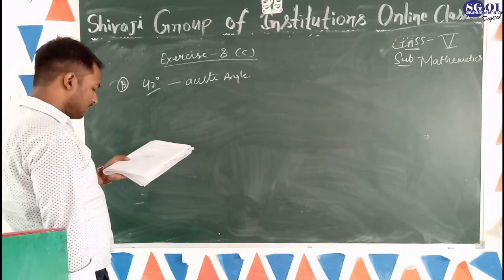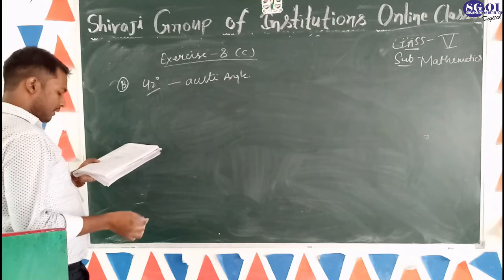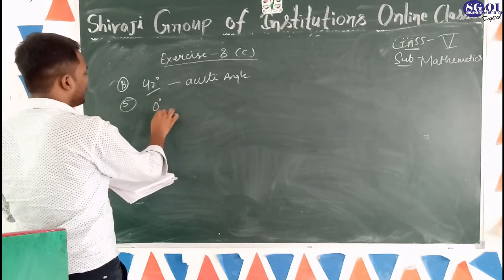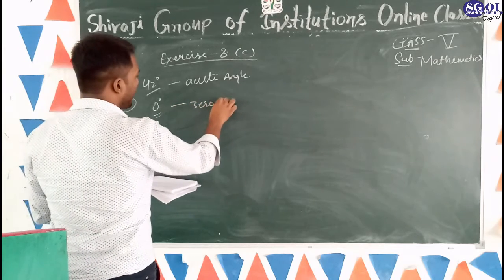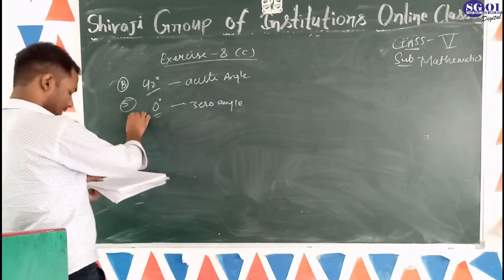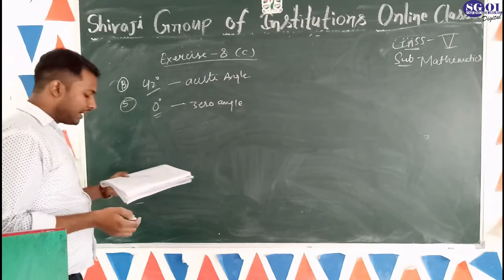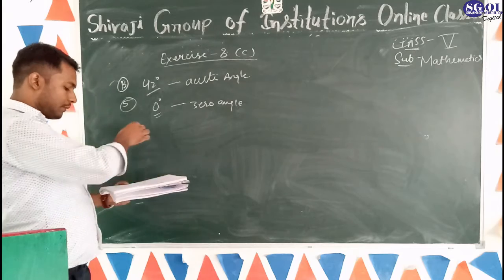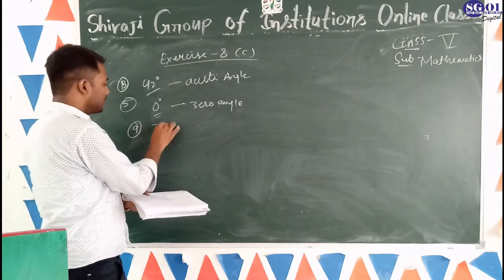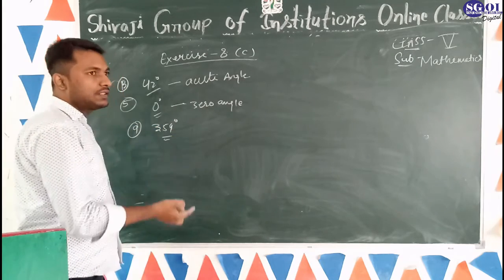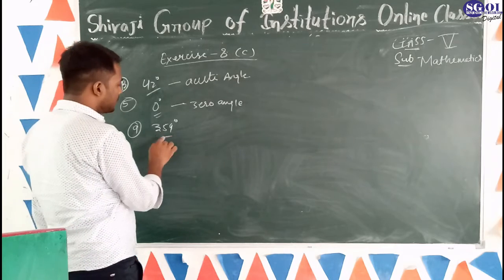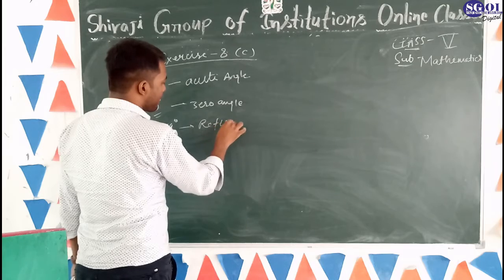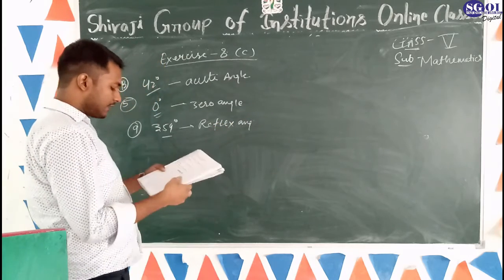Second, let's take question number 5, which is 0 degrees. So this is called a zero angle. Okay. And question number 8 is 1 degree, so it is an acute angle. Question 9 is 359. We know 360 is called a complete angle, but this is 359, so it is a reflex angle.